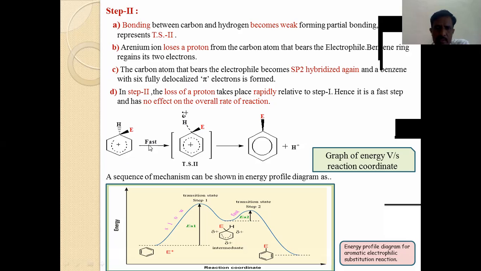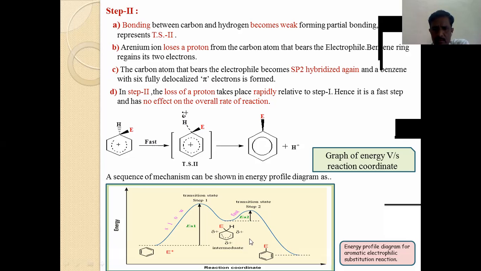That's why I have shown here this step is a very fast step relative to the first step. The first step was slow, that's why it is the rate determining step. So this step is very fast. There is no rate determining step during the formation of the second transition state, or during the final elimination of the proton. Hence this is a fast step and has no effect on the overall rate of the reaction.